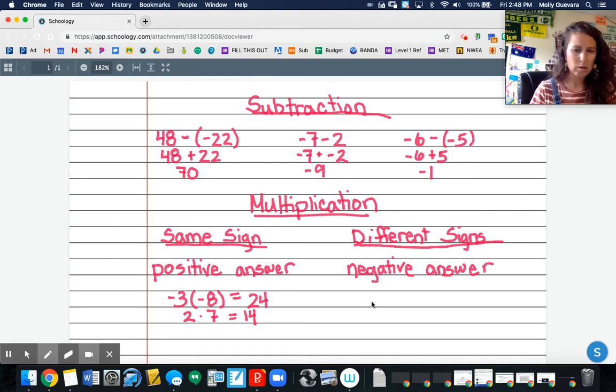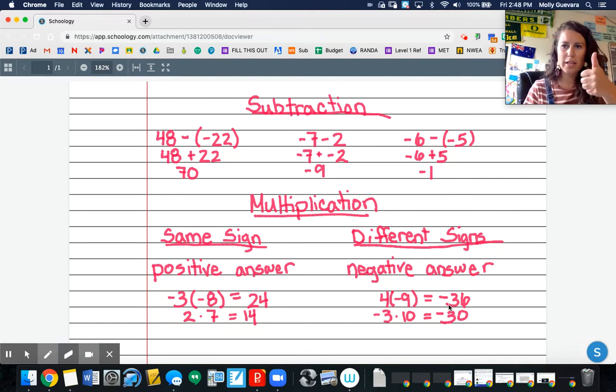So for example, 4, so positive 4 times a negative 9. Since it's a positive and a negative, I'm going to get a negative, and then 4 times 9 is 36. Same thing if the negative's in front, so like -3 times 10. Positive times negative is negative, and then 3 times 10 is 30. So hopefully that's good. Just a nice little review here.